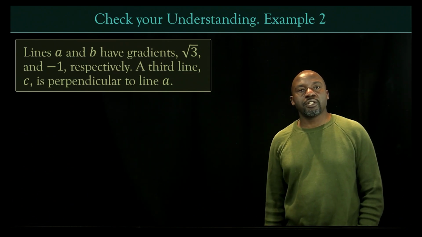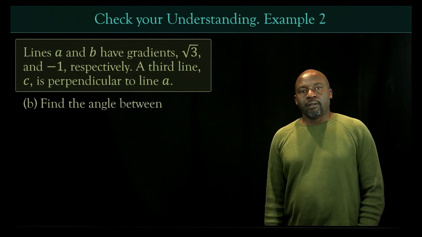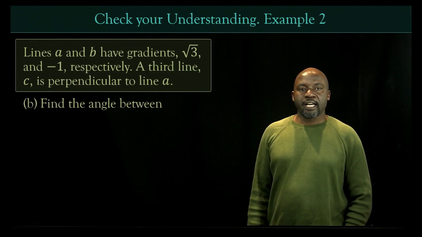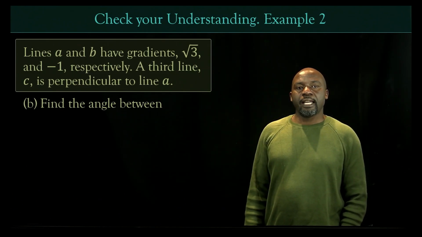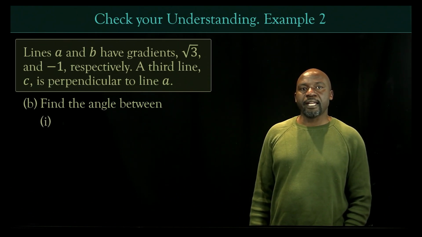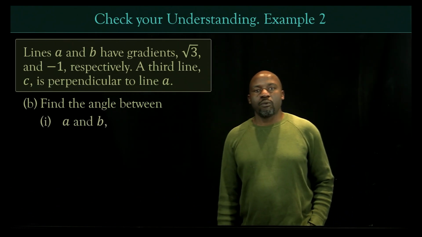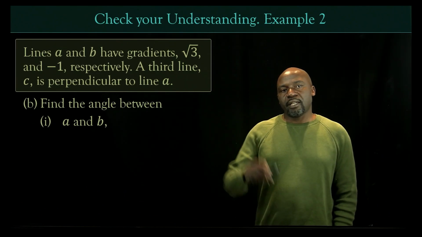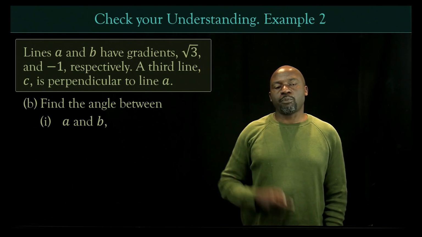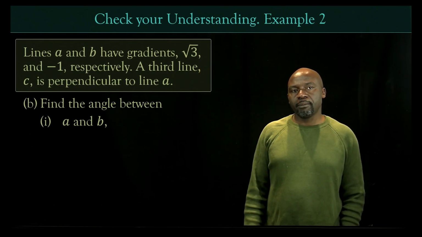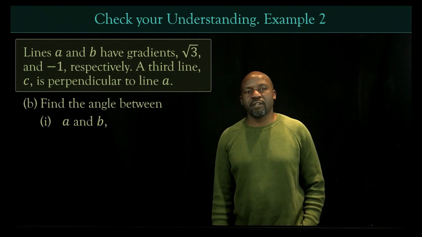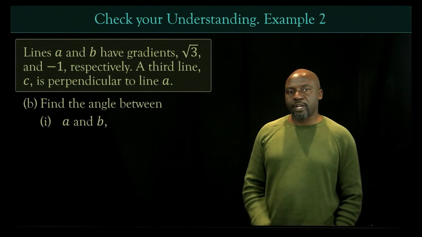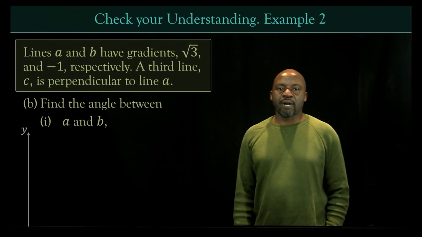Part B of the question is asking us to find the angle between lines A and B. We've already done a question like this. So what's the angle between line A and line B? Now, line A has a gradient of √3, which is approximately 1.73. The square root of 3 is 1.732 or something like that. So close to 2. So by eye judgment, we can draw a line that is about that much.